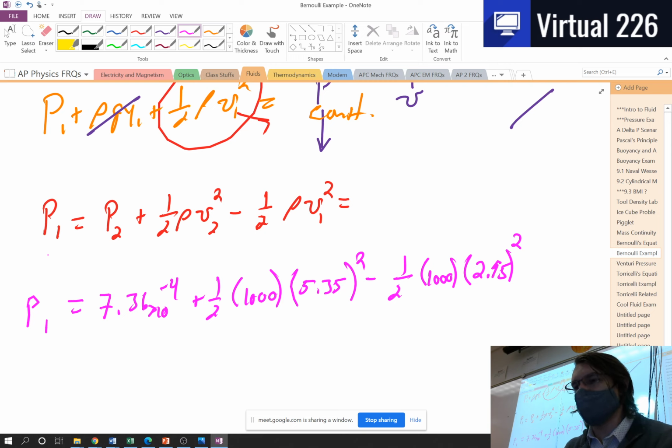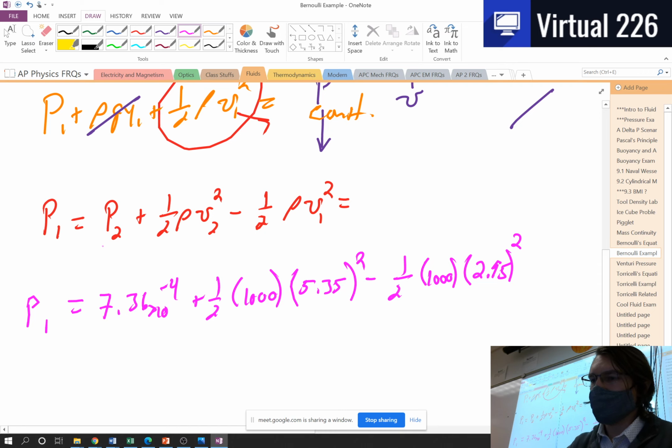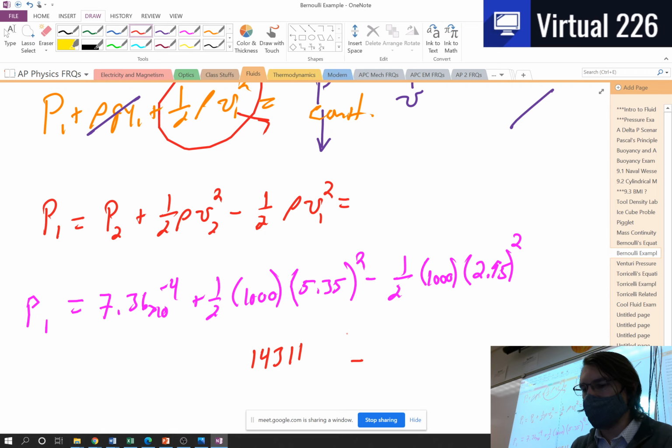I like to start with all the squares because I hate them. They're a lot of decimals and they get everywhere. 5.35 squared times 1,000 divided by 2 is going to give us 14,311. And then 2.95 squared times 1,000 divided by 2 is going to give us 4,351.